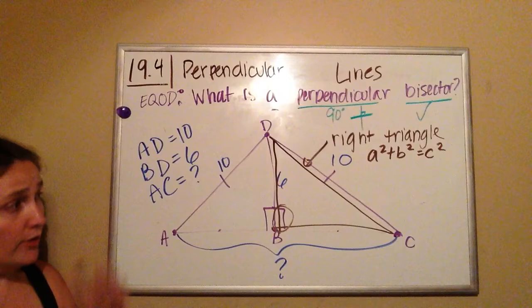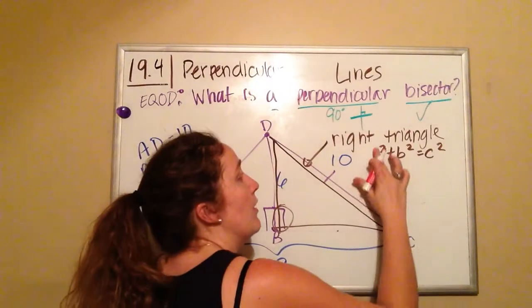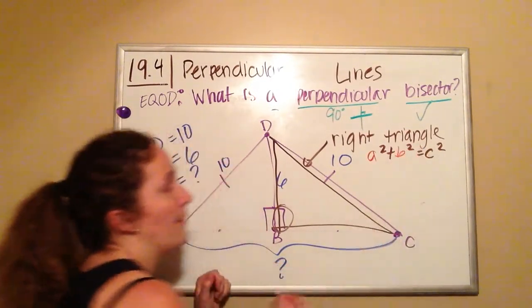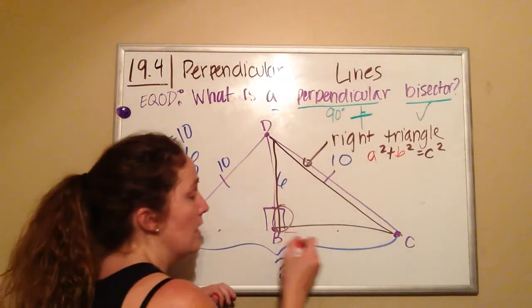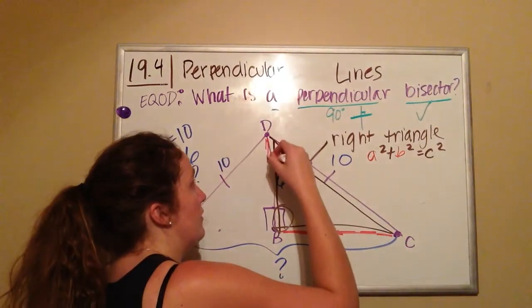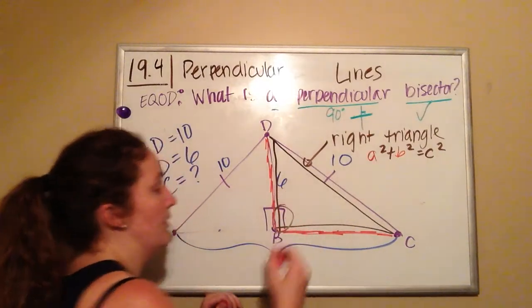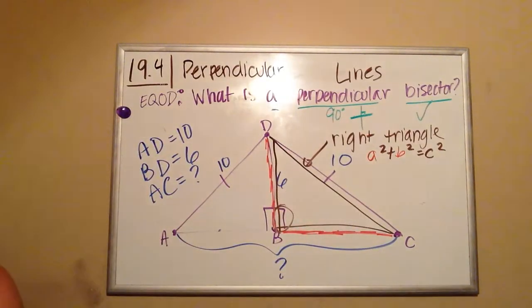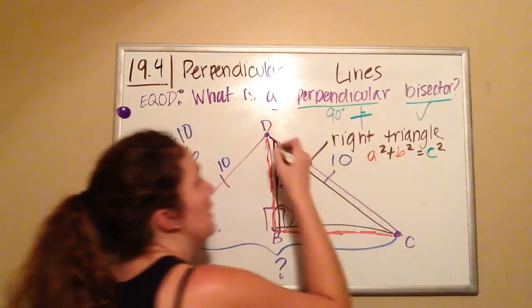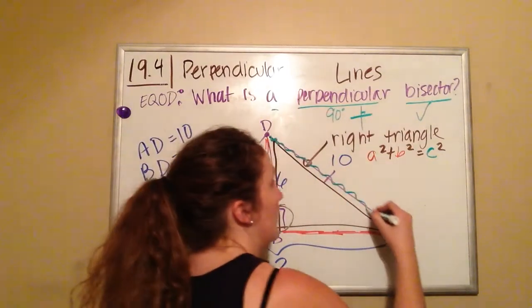So your A and B are your legs. Right, we've talked about this before, the legs. And your C is your hypotenuse. So your A and your B are going to be the length of this down here, and the length of this right here. Your legs that make up your 90-degree angle. And your C is going to be this hypotenuse here.